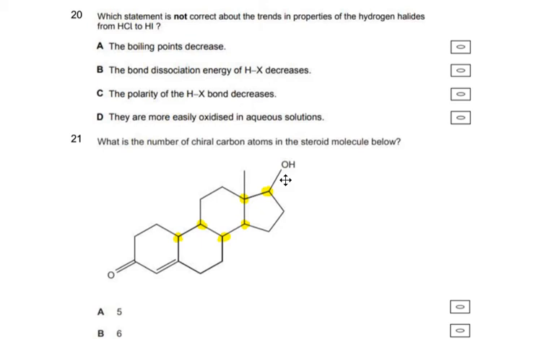Question 20 is asking about quite a lot of different areas of chemistry: atomic structure, redox, bond enthalpy, and electronegativity. So you have to identify the statement that is not correct.